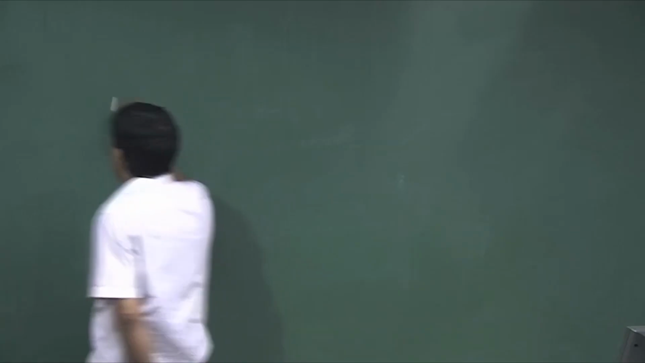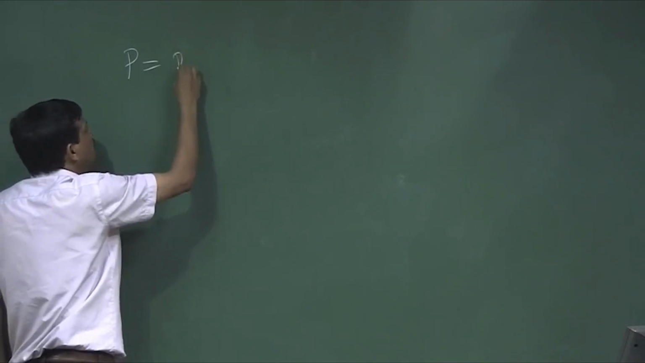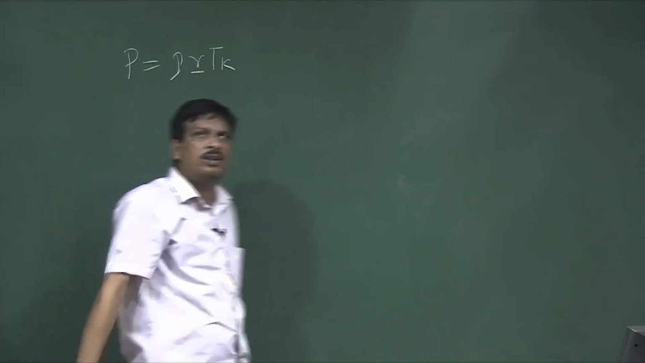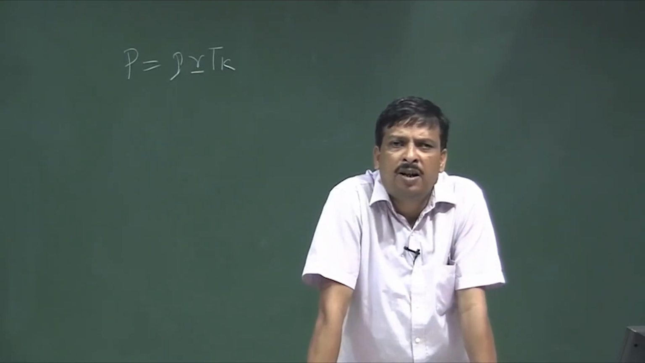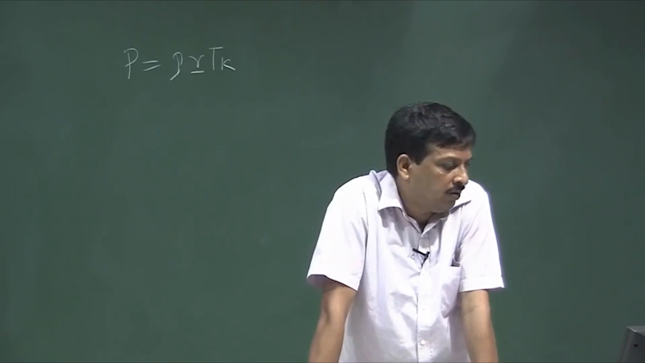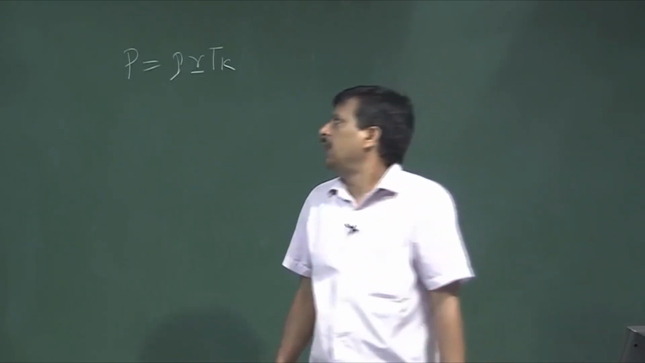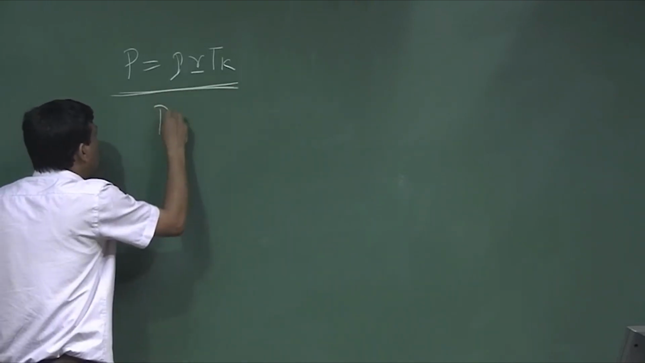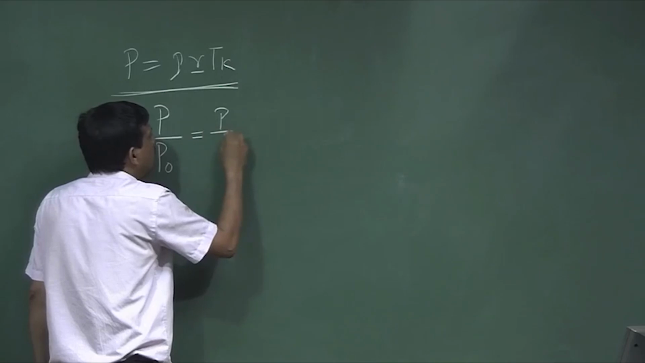What is the equation of state? What do we know? We know the total pressure is nothing but density into R into Tk. What is R? R is called the gas constant, the specific gas constant, and Tk is the temperature in Kelvin. Now, if this is an isothermal condition, then we know the total pressure divided by the equilibrium pressure is equal to rho by rho 0.